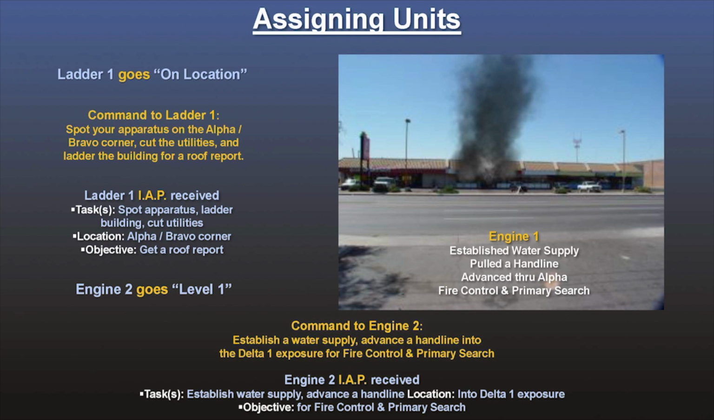Engine 2 is level 1. Command Engine 2, establish a water supply, advance a hand line to the Delta 1 exposure for fire control and primary search. Engine 2 received, we're going to establish a water supply, advance a hand line to the Delta 1 exposure for fire control and primary search.